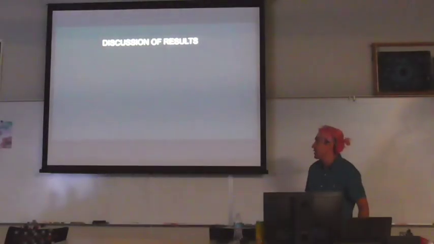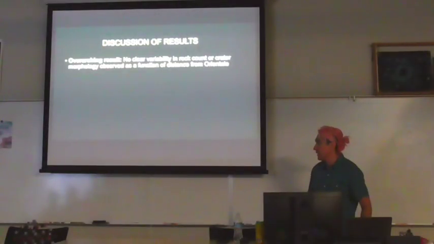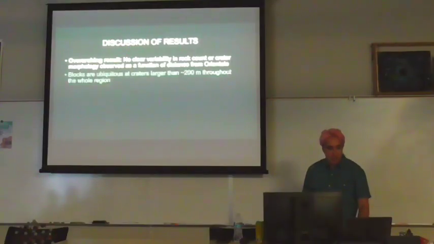Let's go into a little bit of discussion about basically what all these results mean. I think that would probably help clarify some of the points I was trying to make. Basically, our overarching result is that there was no clear variability in block count or crater morphology observed as a function of distance from Oriental Basin, which goes against what we were actually expecting to find. There were definitely rocks in all of the craters, larger than about 200 meters throughout the entire region.